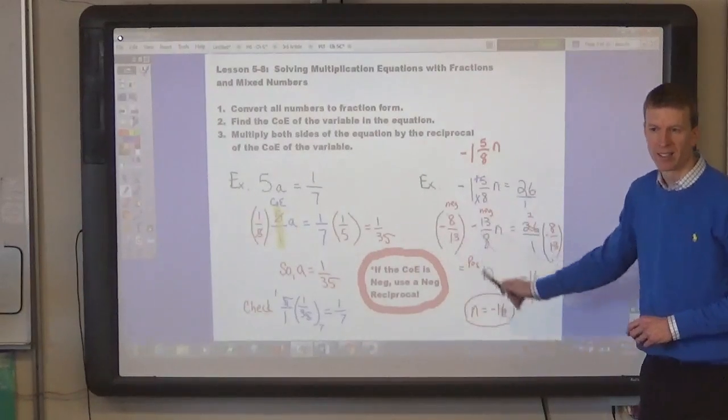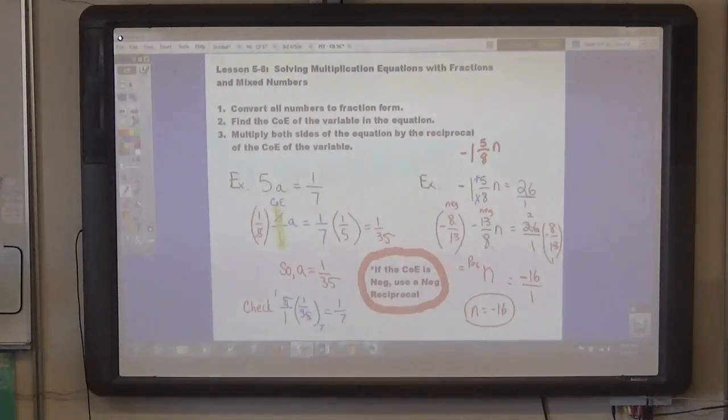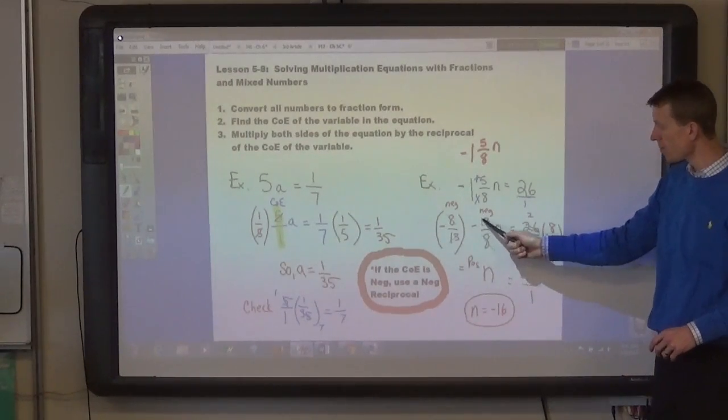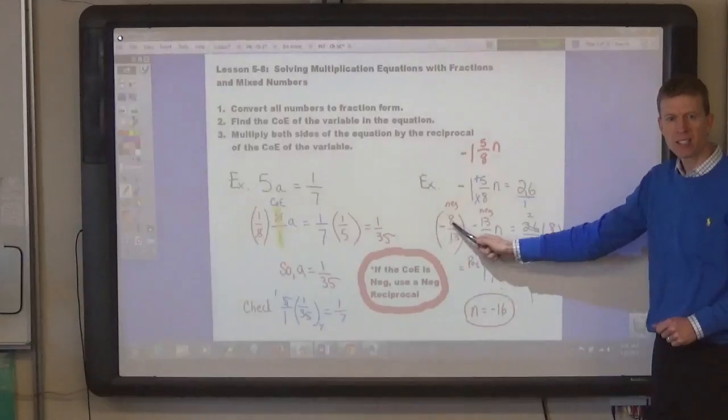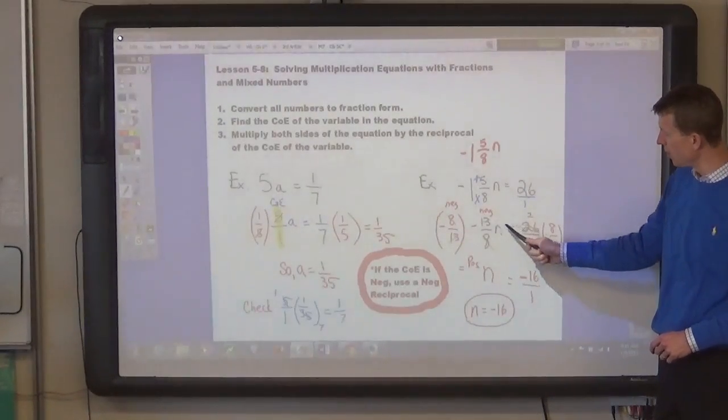Think about why that is. Why do you have to use a negative reciprocal with a negative coefficient? Daria? Negative times negative equals positive. Good, because negative times negative equals positive. Yep, that's exactly right. So, when we multiply by the negative reciprocal on both sides, we have to convert.